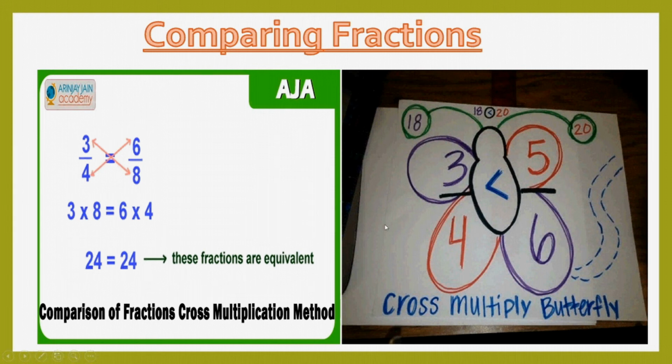We can use the butterfly method also to compare fractions. In the butterfly method, we write the fractions on the wings of the butterfly and cross multiply. 3 6s are 18 and we write the product in the antenna over here, and we cross multiply here. 5 4s are 20 and we write the product in the antenna over here. Now we compare the values in the two antennas. Here 18 is less than 20. Hence 3 by 4 is less than 5 by 6.